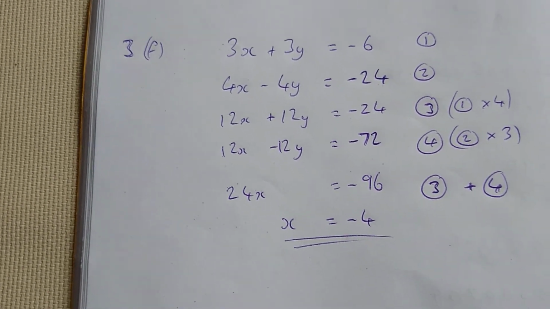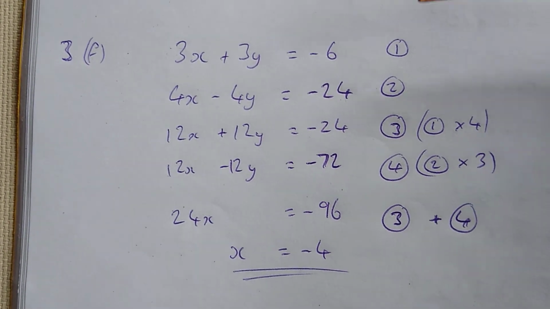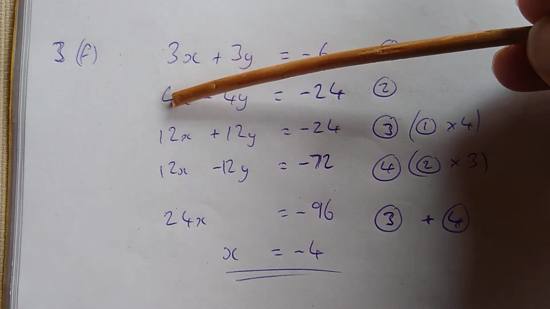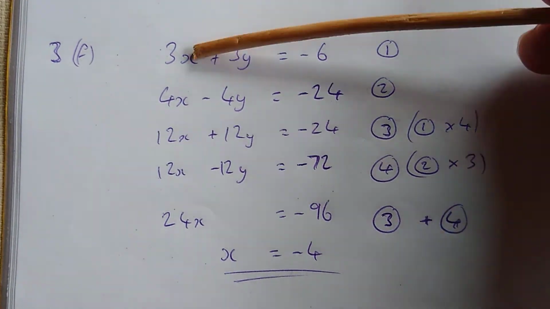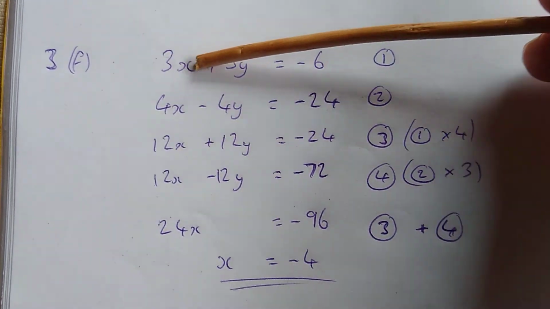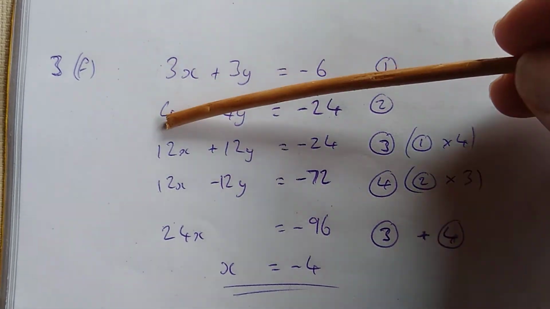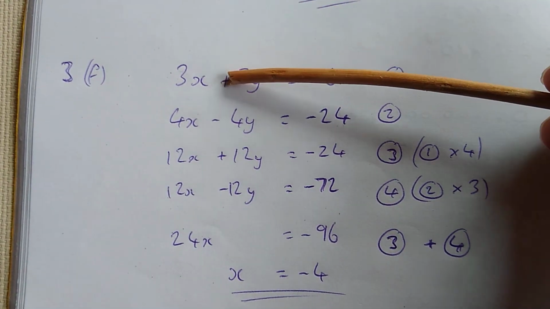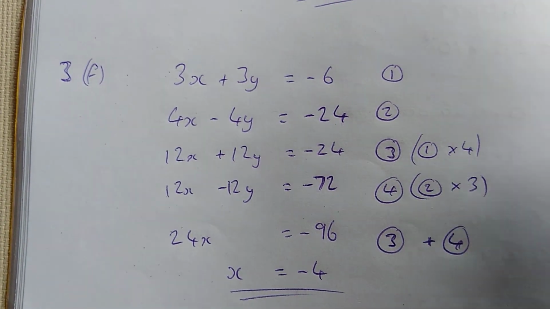Right, 3f, same idea. Okay, we've got 3x, 3y, 4x minus 4y. I want these to be the same. I want to have either the same coefficient of x or y. It's okay if the signs are different.